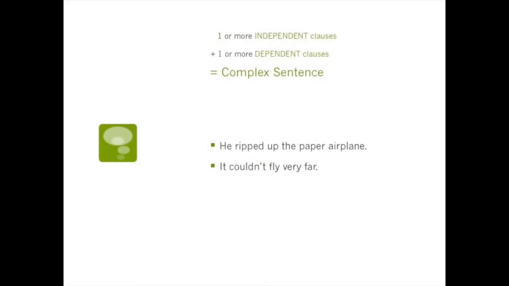Just now, we combined the two independent clauses in order to make a complex sentence. We did this by putting a subordinating conjunction at the beginning of the second clause. Then, when we put the two sentences together, we had a complex sentence. The sentence altogether became, he ripped up the paper airplane because it couldn't fly very far. Because is a subordinating conjunction.